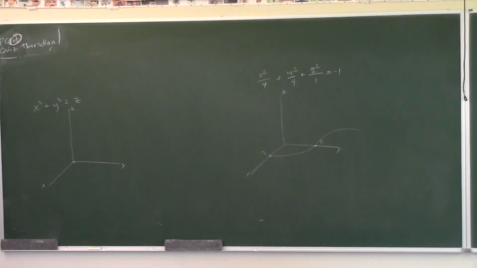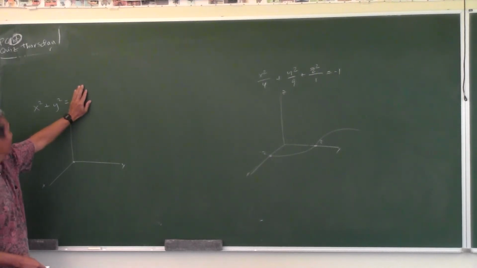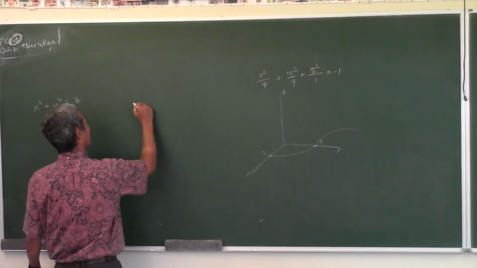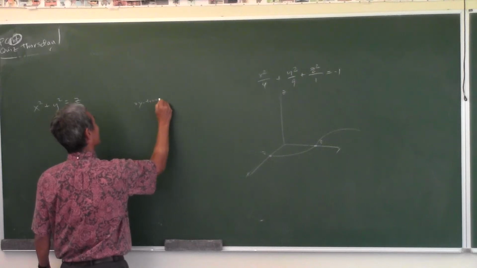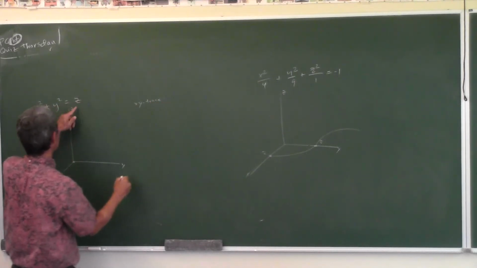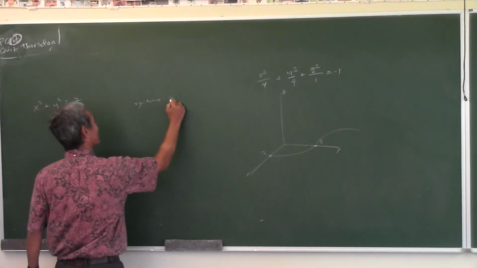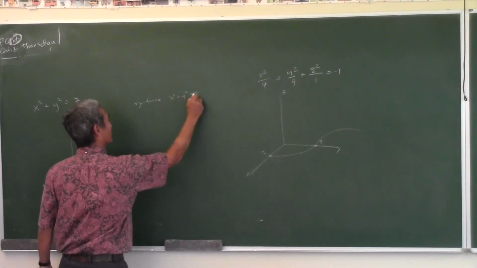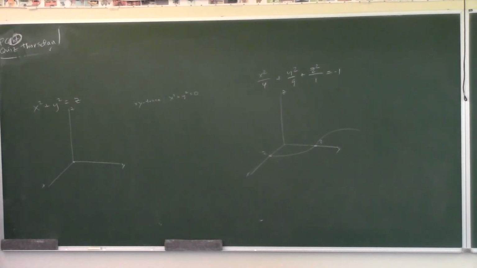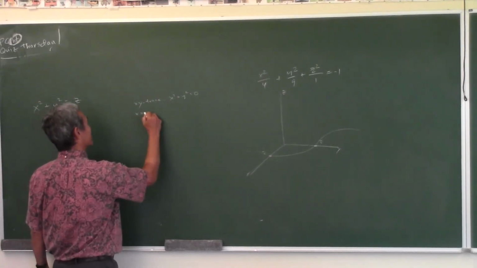What is the x, y trace? Set z equal to 0. You get x squared plus y squared equals 0. What is that graph? An origin. Yeah, it's a single point at the origin. Right? Because again, the only way you can take two squared quantities to get 0 is 0 plus 0, right? Okay, x, z trace.